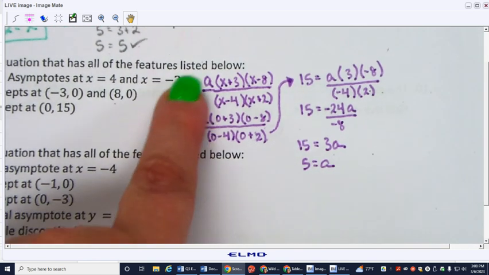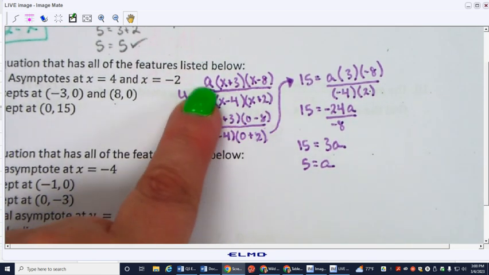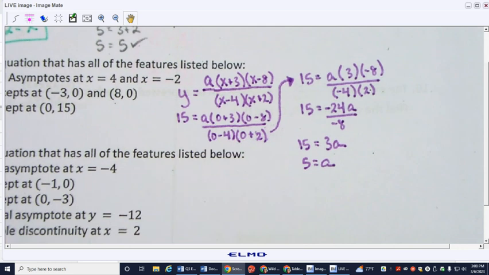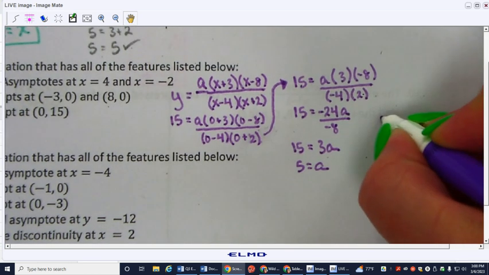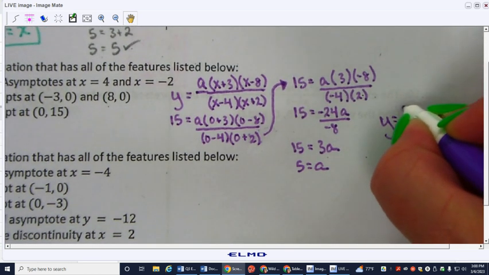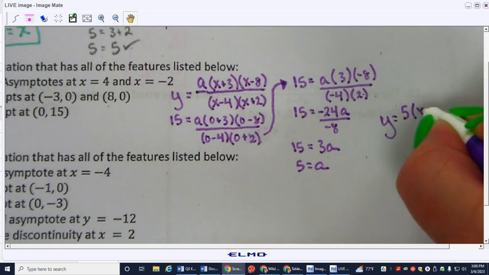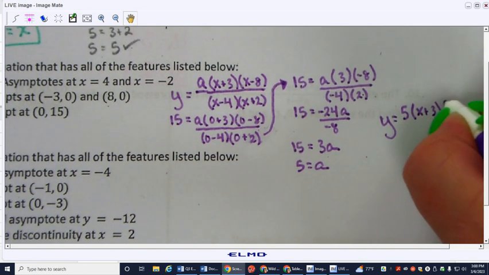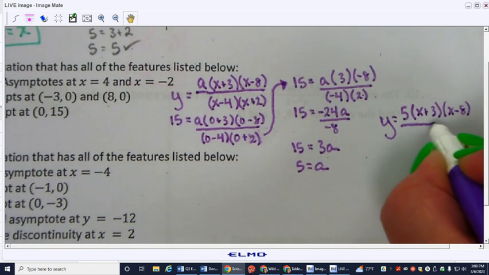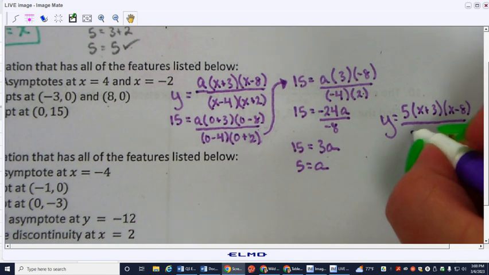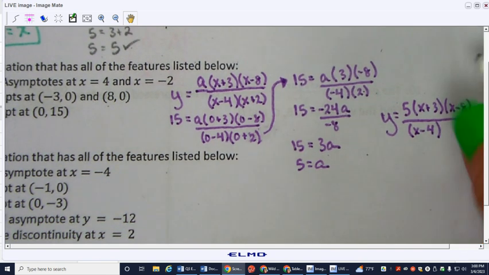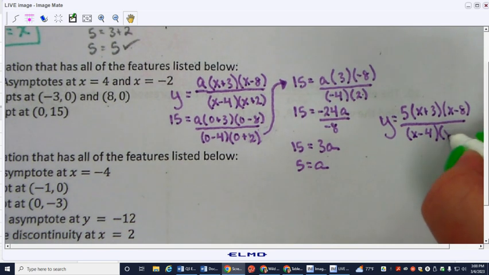So to write the equation, we're going to write this equation, but now we know that a is 5. So y equals 5 times x plus 3 times x minus 8 over x minus 4, x plus 2.